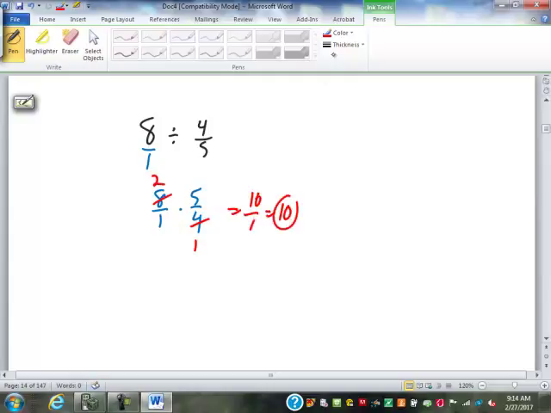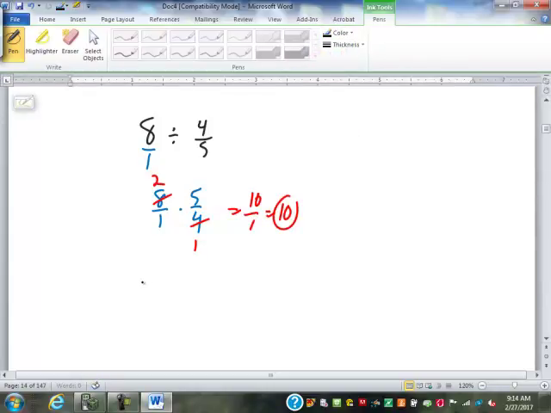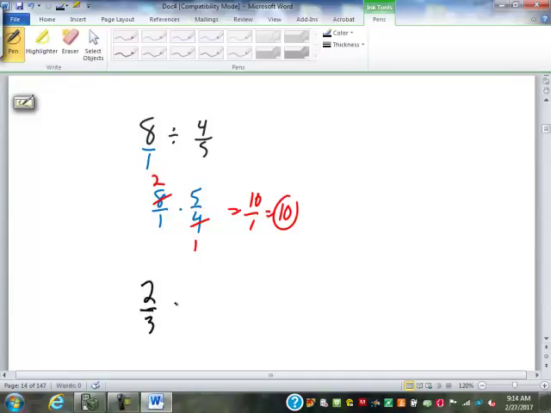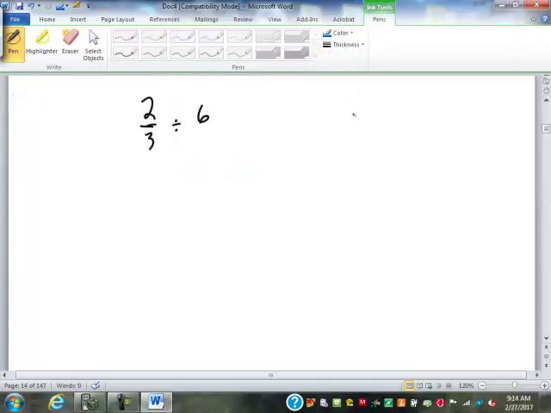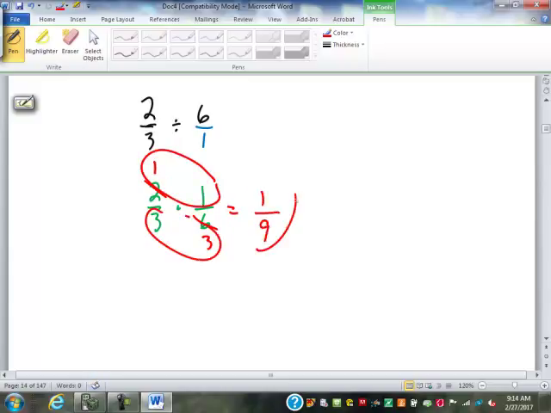Okay, now actually to the example I was looking for. Let's say we have 2/3 divided by 6. What do we have to do? 6 over 1. 2/3 times 1 over 6. Good. And then cross cancel. 2 and 6 both divide by 2. So they're going to be 1 and 3. 1 times 1 is 1. 3 times 3 is 9. So that's 1/9. Any questions?